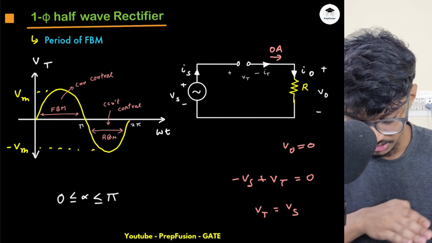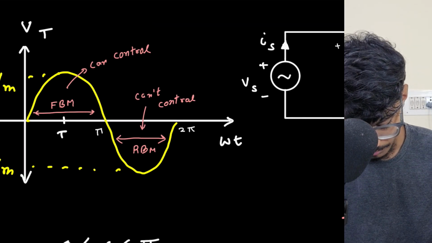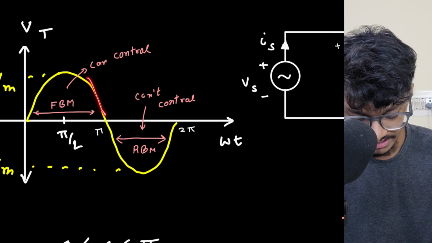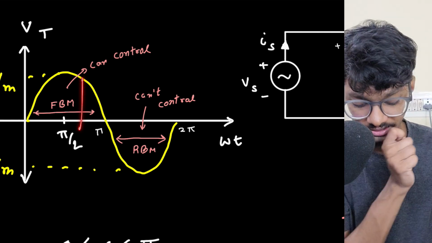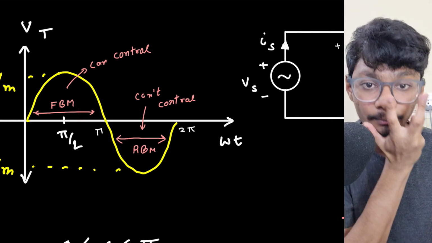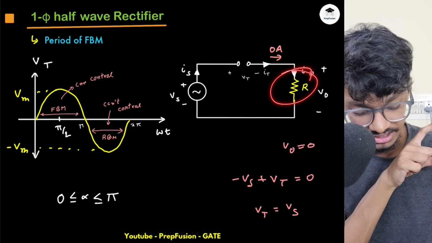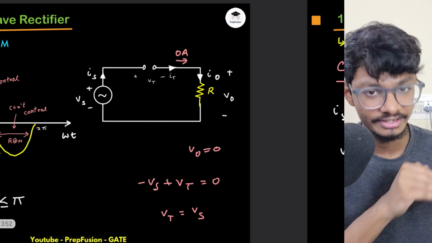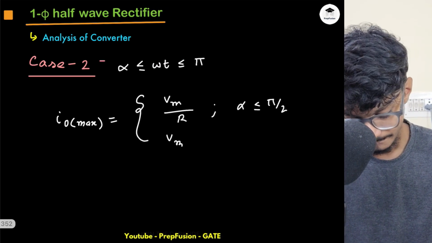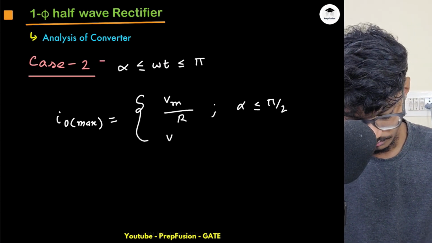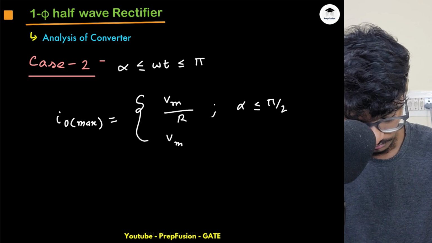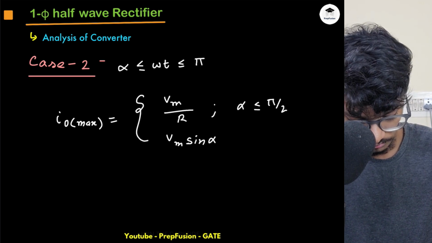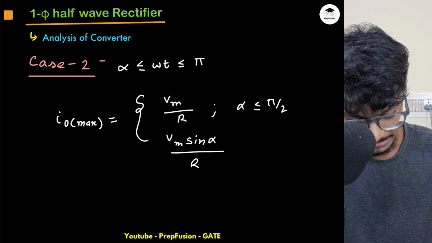So after pi by 2, this is the pi by 2, where I get the peak value. After this the SCR voltage will always reduce. So the instant at which I will trigger, that will be the maximum value that I can generate across my output. After that it will only reduce. So this will be Vm sin alpha by R.